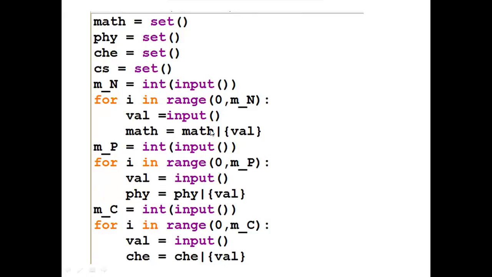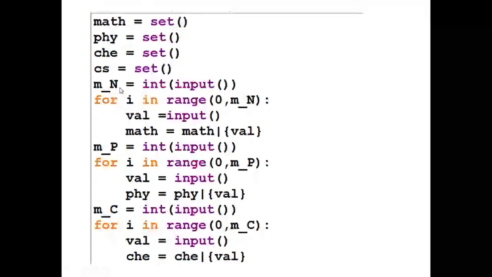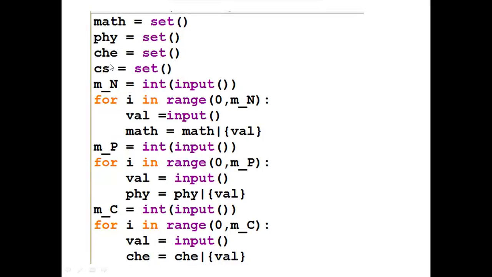Now this is the code for the problem we discussed in the beginning of the lecture. First, we are creating 4 empty sets. math represents the failures in mathematics, phy represents the failures in physics, che represents the failures in chemistry, and cs represents the set of failures in computer science. Initially they are empty, and then we get the number of failures in mathematics. If there are m_n failures, we run a loop and get the register number of each failure.